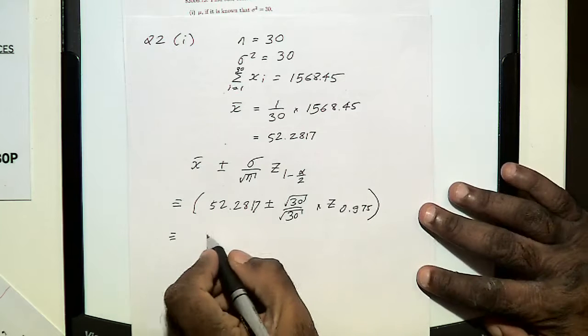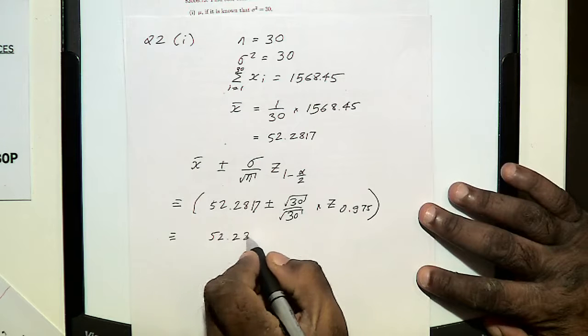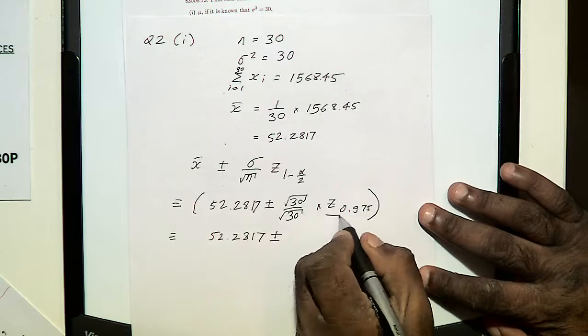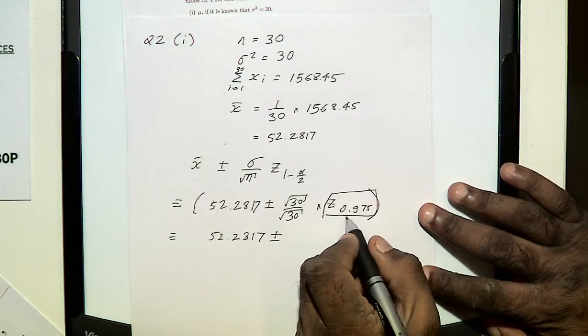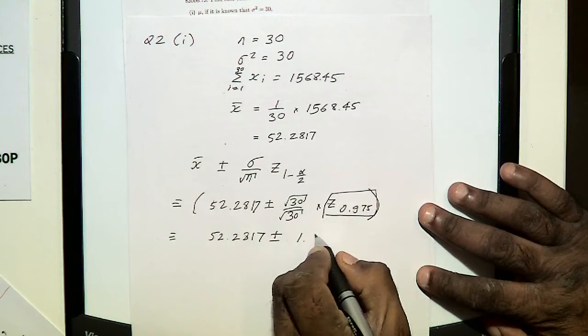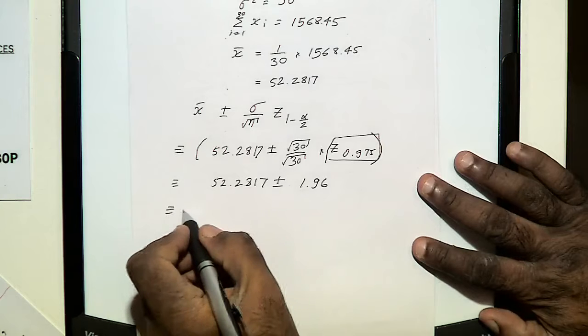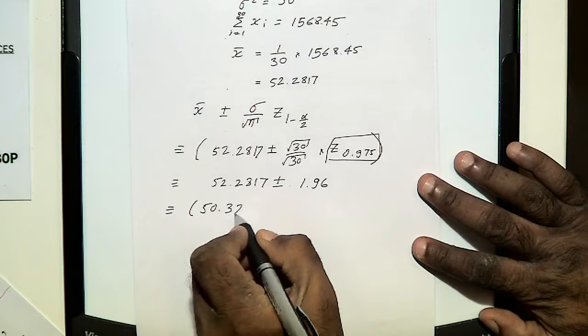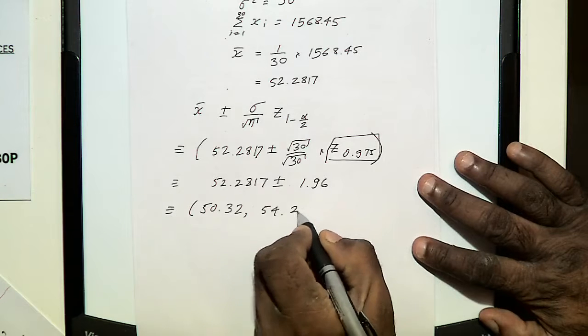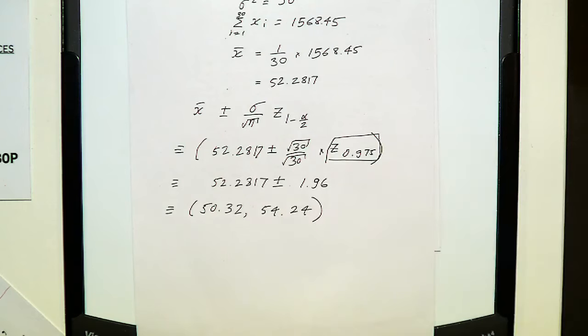If you read this off the table for the normal distribution, which I just showed you, this z value becomes 1.96. So the final answer, the lower limit will be 50.32, the upper limit is 54.24. This is the 95% confidence interval for the population mean, assuming that the population variance is known. All right, guys, any questions?